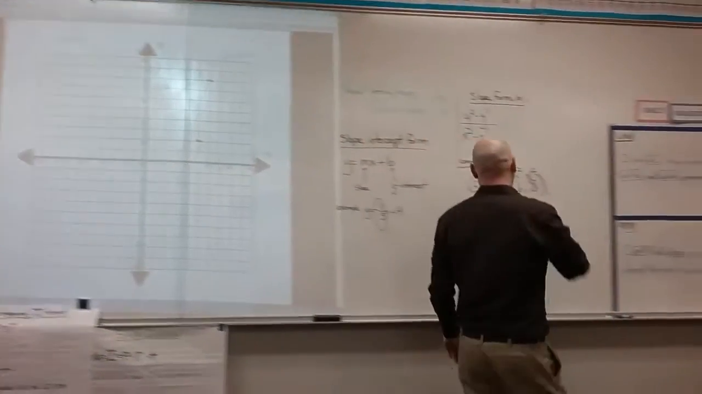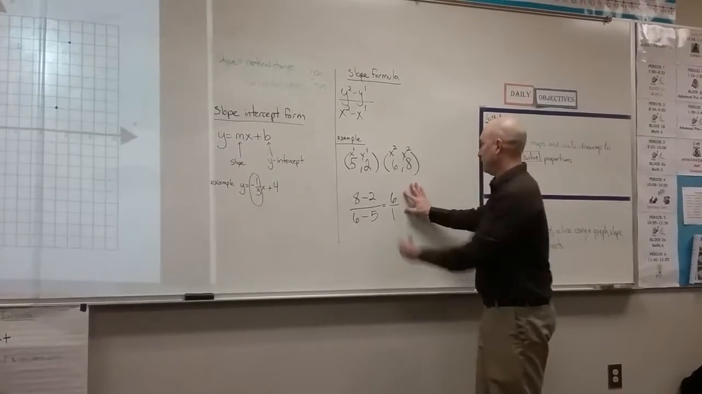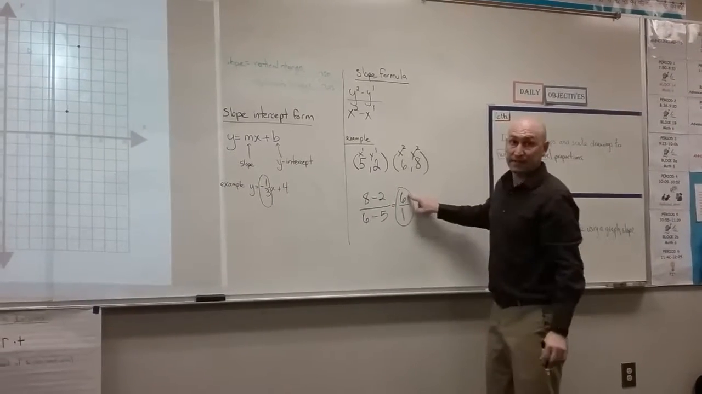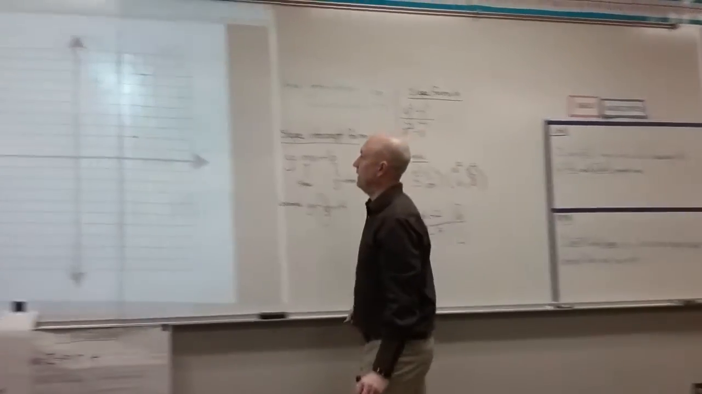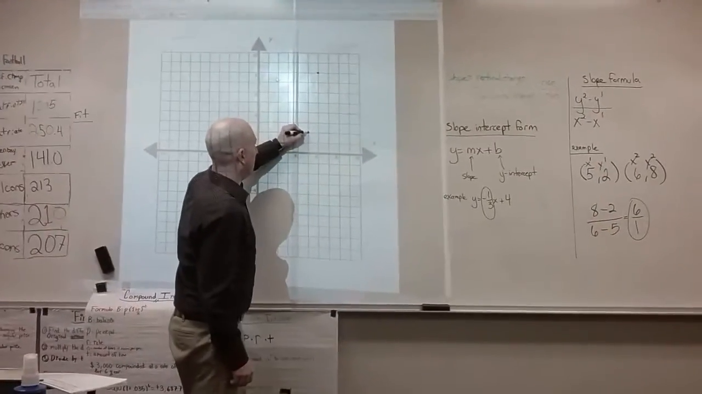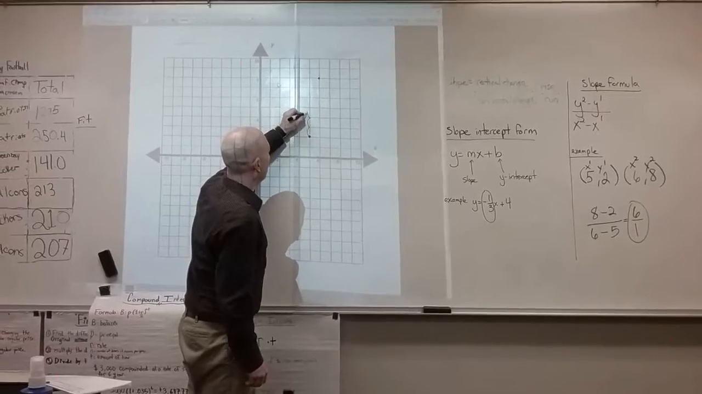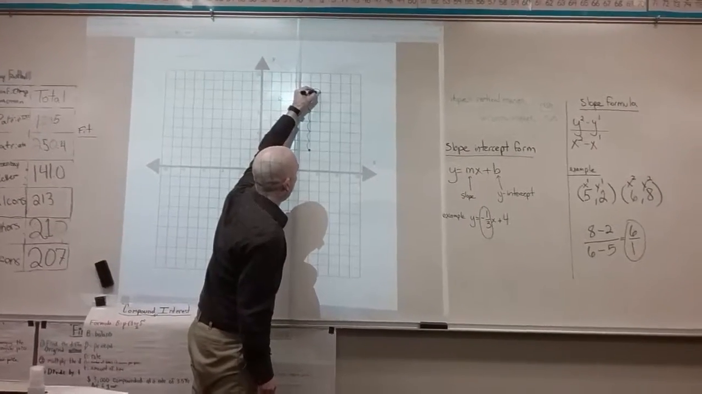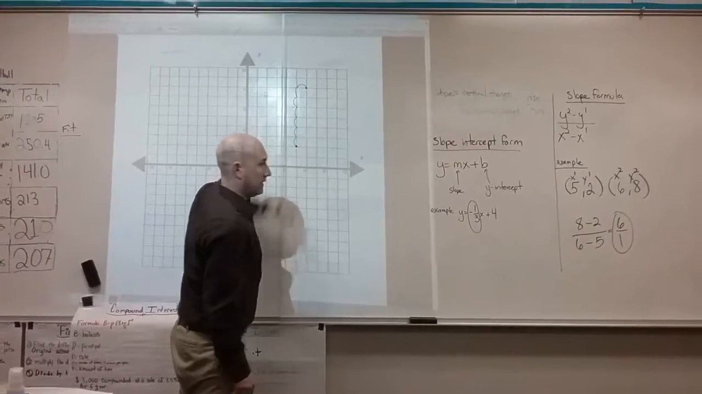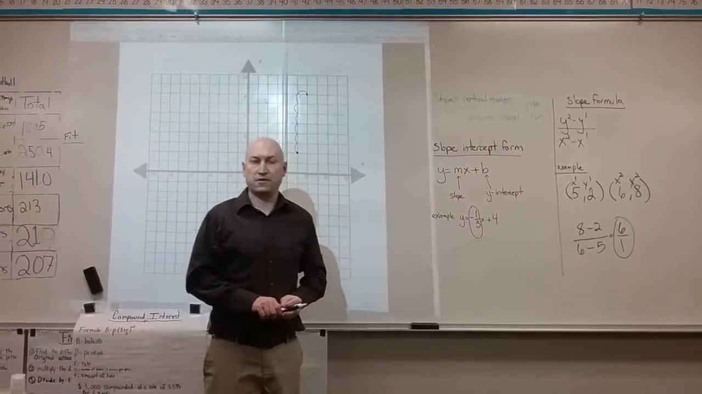According to my work here, my math says that my slope is a positive 6 on my rise and a positive 1 on my run. So let's check that. I'm going to start here at my point, and I'm going to rise 1, 2, 3, 4, 5, 6, and I run 1, and it does check out, so I know that my slope is correct.